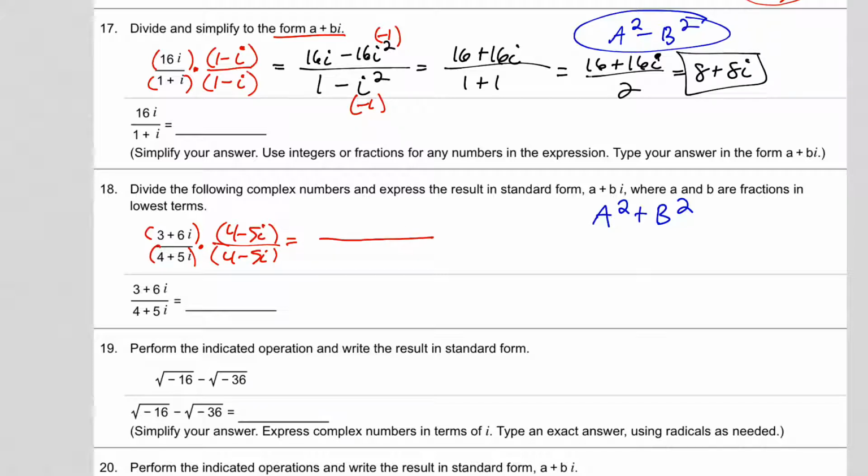So let's start with the bottom to make this easier. The a squared plus b squared is basically saying 4 squared is 16 and 5 squared is 25. That's when you just cut to the chase, skip all the formality of finishing the FOIL. So that's nice in the bottom, but the top is not so nice. So we got 12. We have negative 15i. We have 24i and negative 30i squared. And we know this becomes a positive 30 because of this guy here.